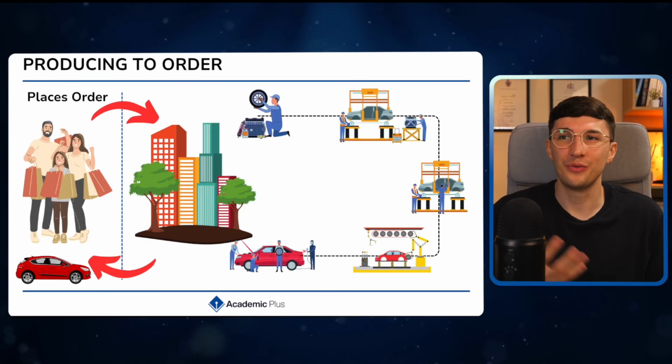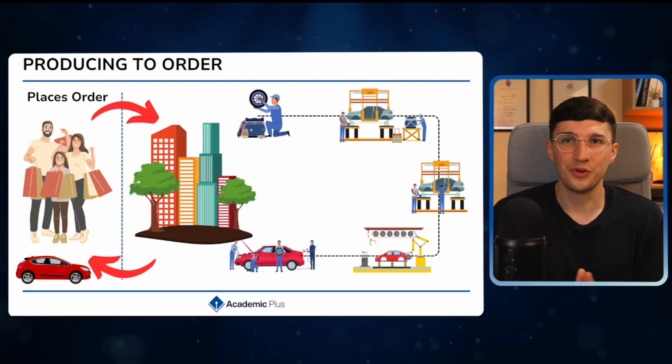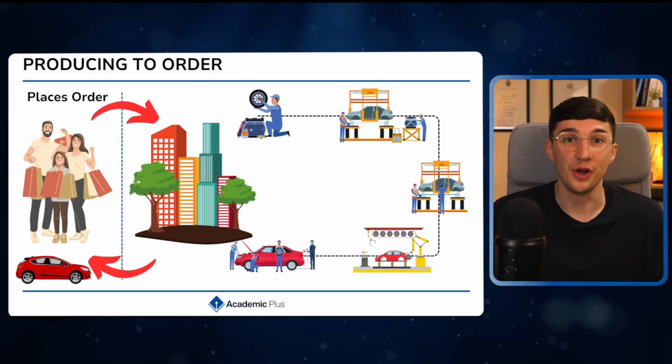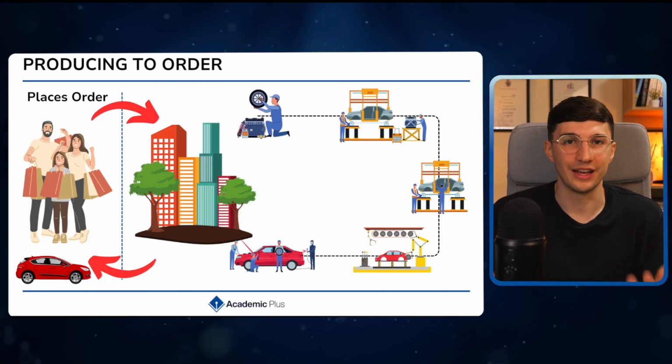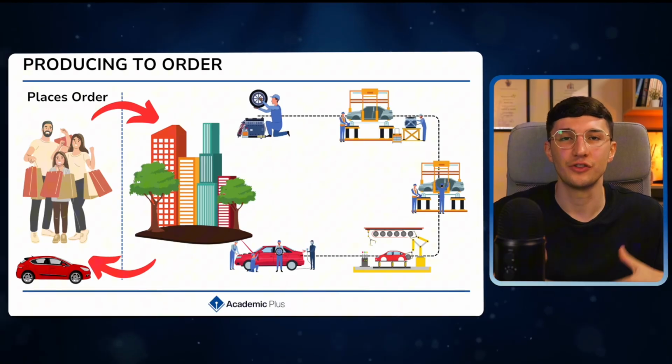And a great example of where produce to order works really well is within restaurants. Because a restaurant wouldn't produce loads of different plates of food in the hope that customers are ordering it. Instead, what they do is they only produce your meal after the customer has ordered it.